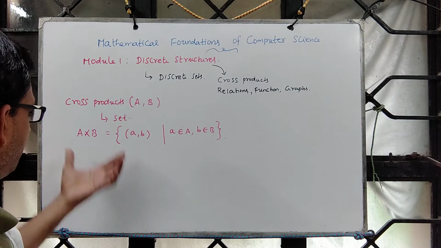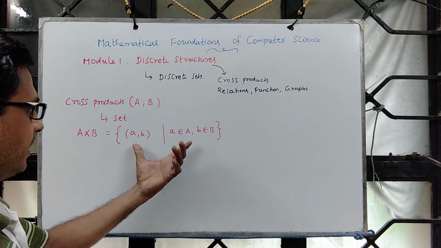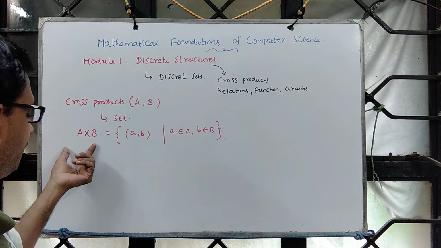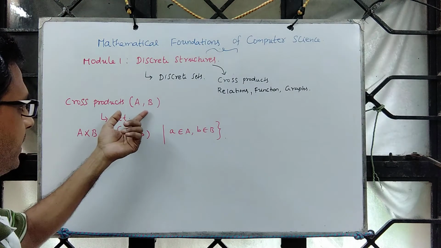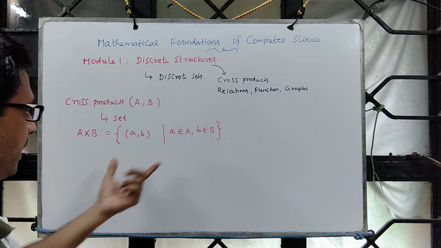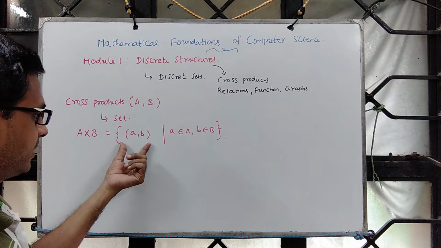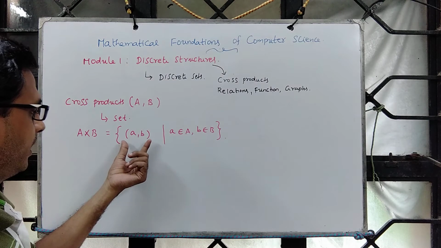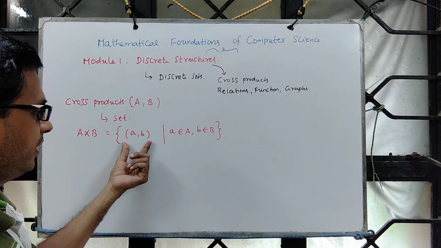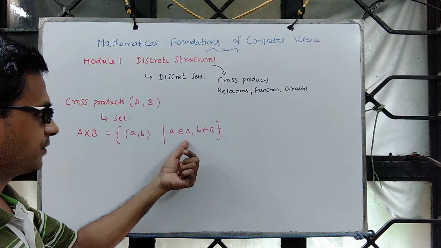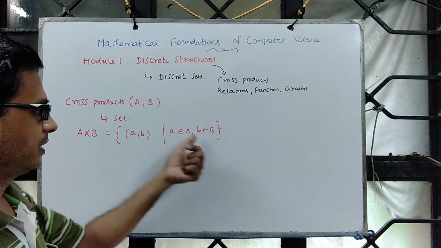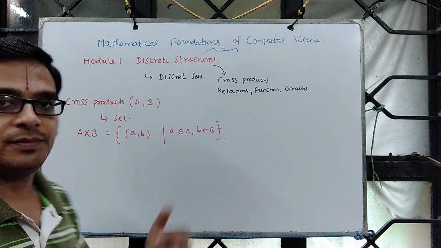So here is a formal way of writing the definition of the cross product of two sets A and B. It is again a set consisting of pairs a comma b, and if you look at a pair ab, then the first element a comes from the first set, the second element b comes from the second set.